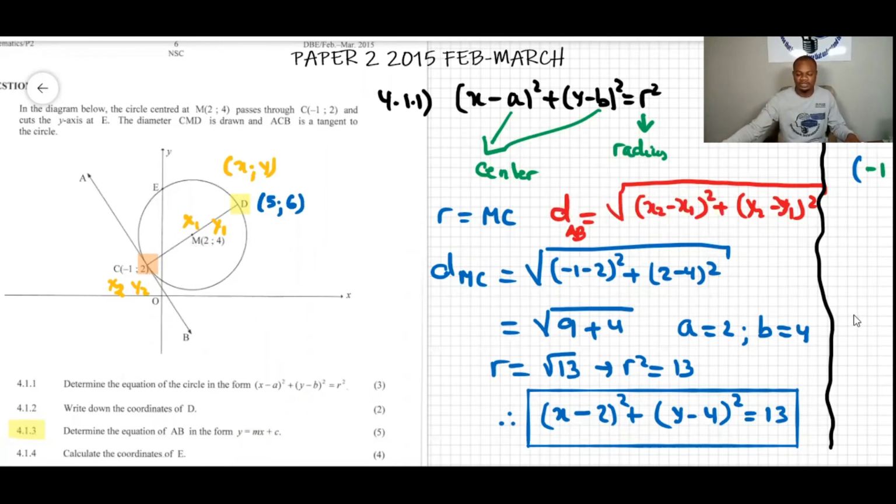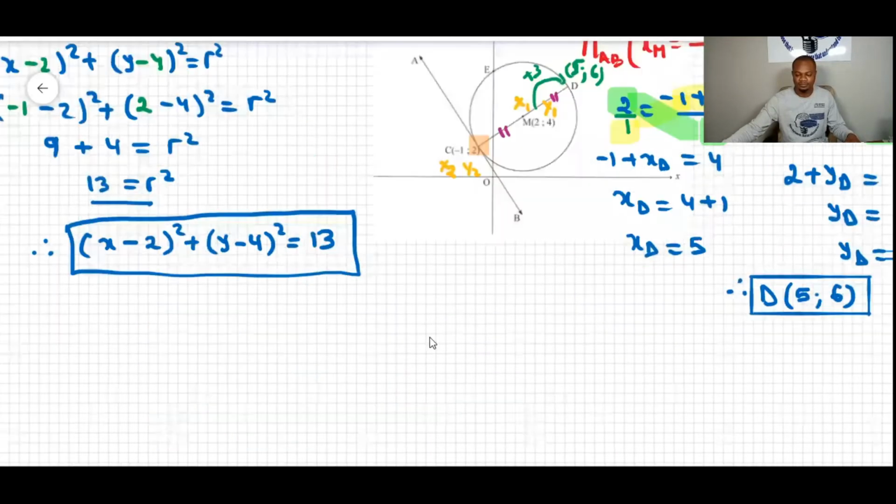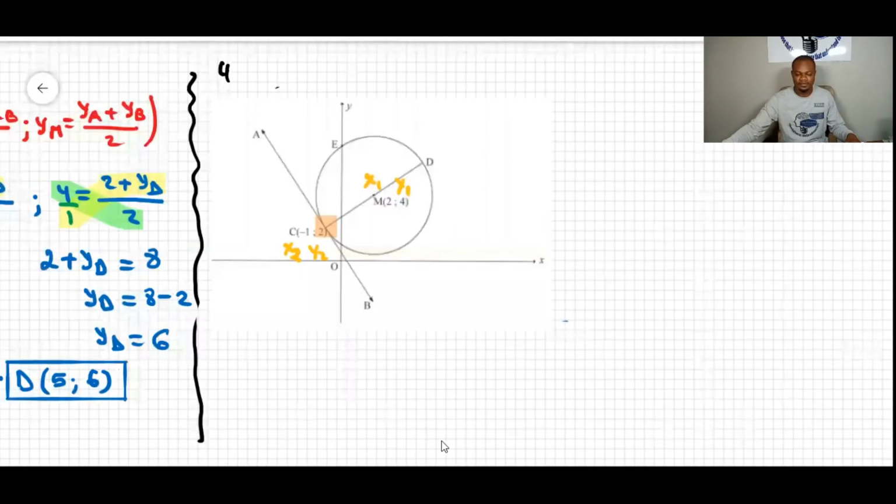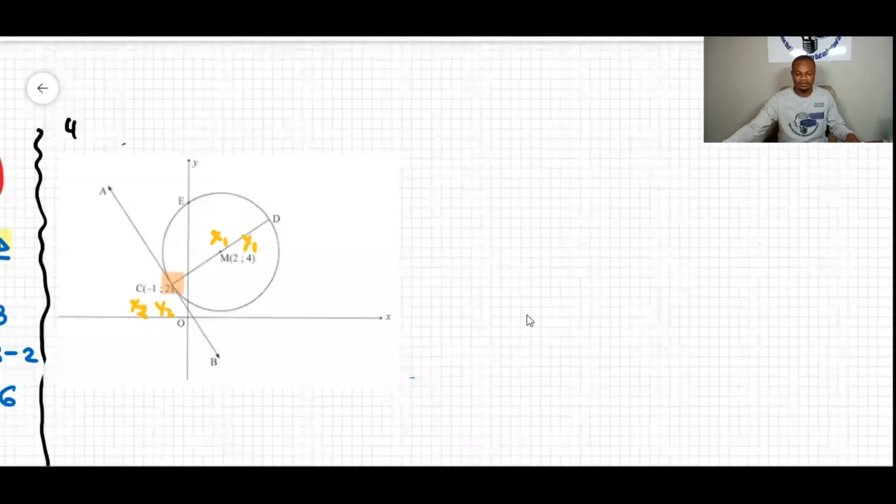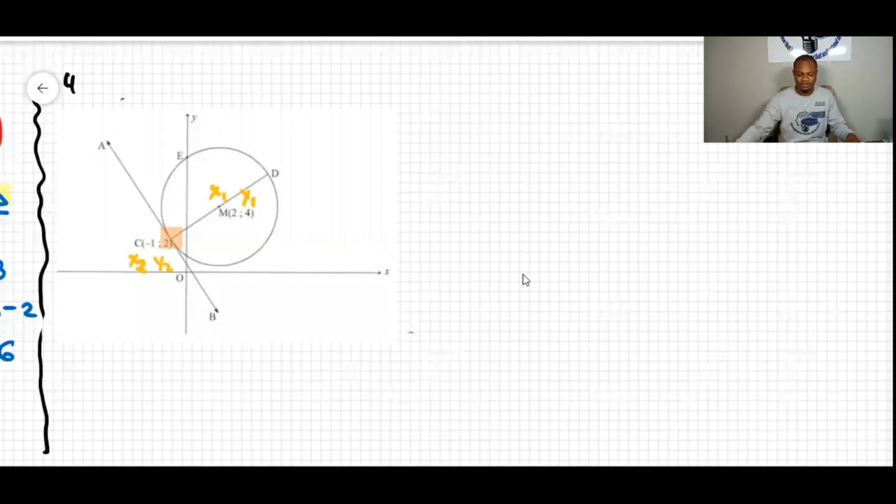So I'm going to write the question over here. This is the same graph, and I'm going to write the question, question 4.1.3. We're looking for the line AB. What we do know is that the tangent line, so AB, is perpendicular to the radius. So AB is perpendicular to CM.